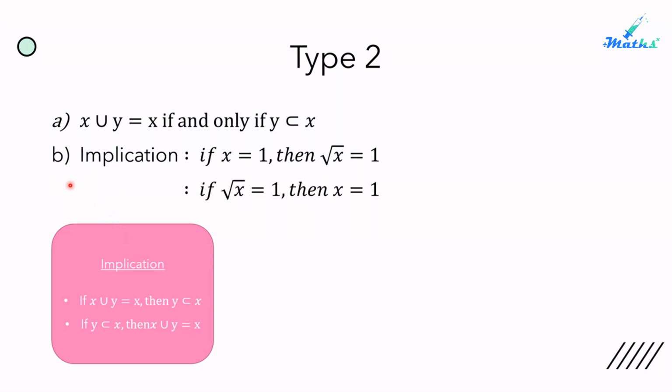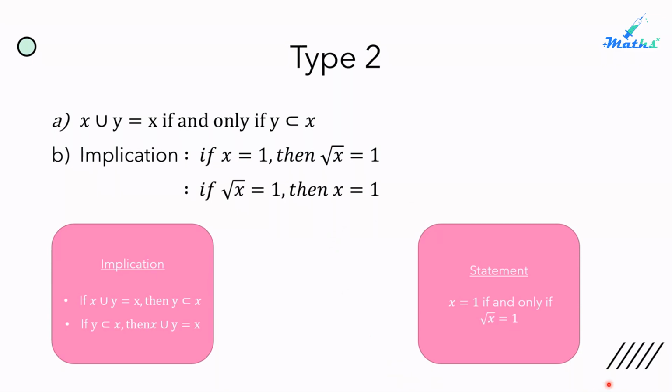And the second question will give you the implications and you will need to make a statement. So here is the answer, which is x equal to 1 if and only if square root x equal to 1.